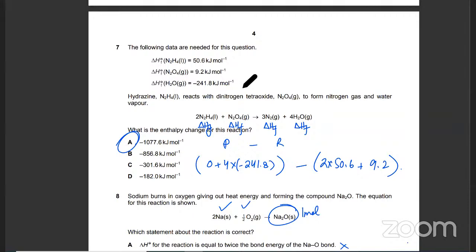So I'll repeat the number one confusion: don't focus on this equation. The equation could be anything, combustion, neutralization, any equation whatsoever. What matters is what data is given to you. If you're given enthalpy of formation of everything, you do enthalpy of formation of products minus the reactants. If you're given the enthalpy of combustion of everything, you do the enthalpy of combustion of the reactants minus the products.